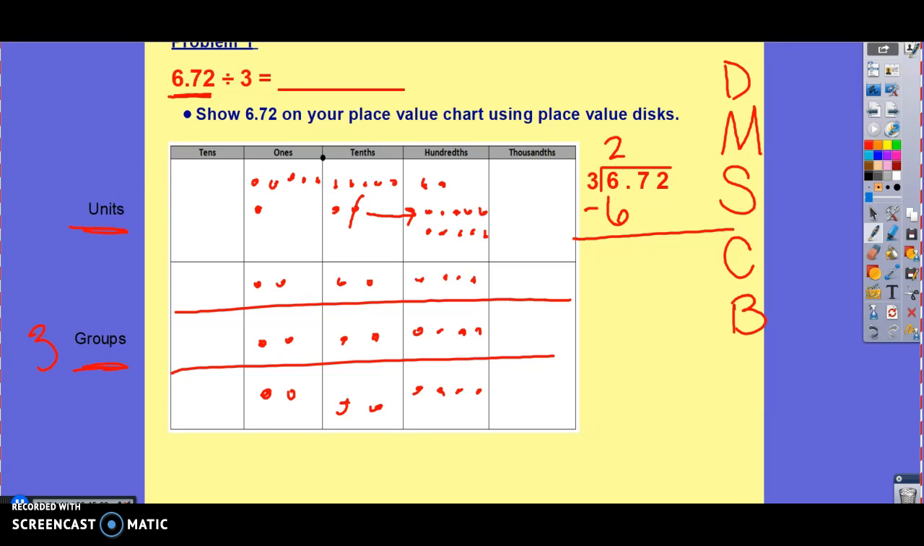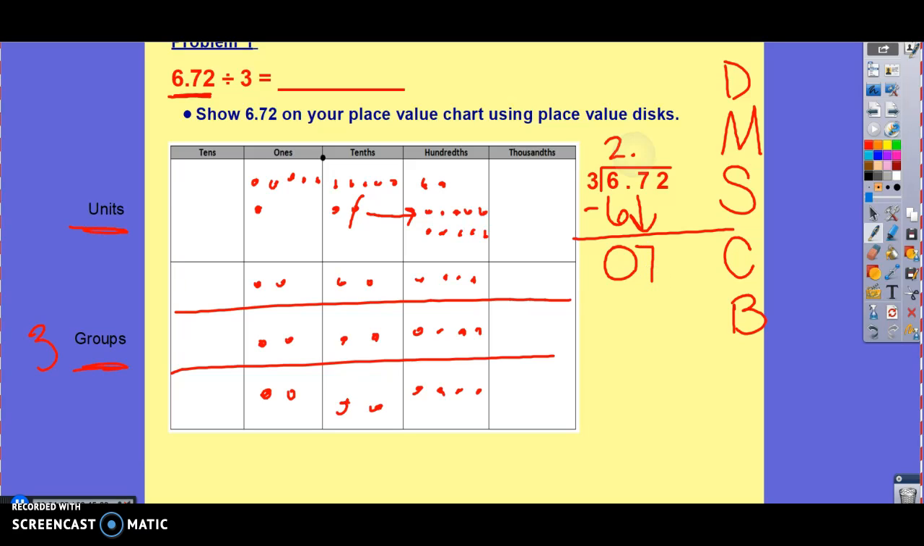So we divided into 6. We got 2. We multiplied 2 times 3 to get 6. Now we're going to subtract. What's 6 minus 6? We're going to check to make sure this number here is smaller than 3. It should always be smaller than our number on the outside. And then we're going to bring down our next digit. And we're going to do the process over again.